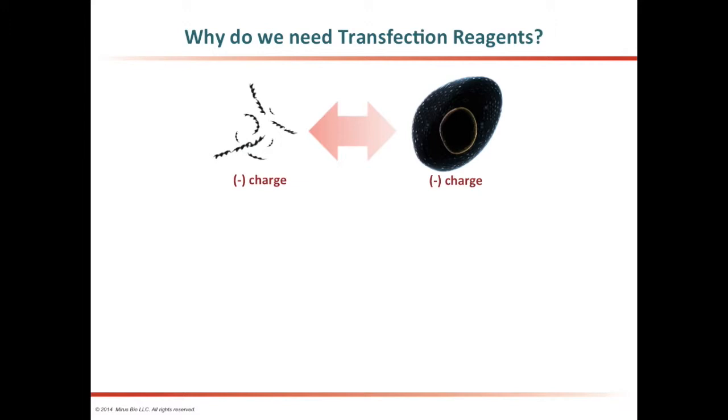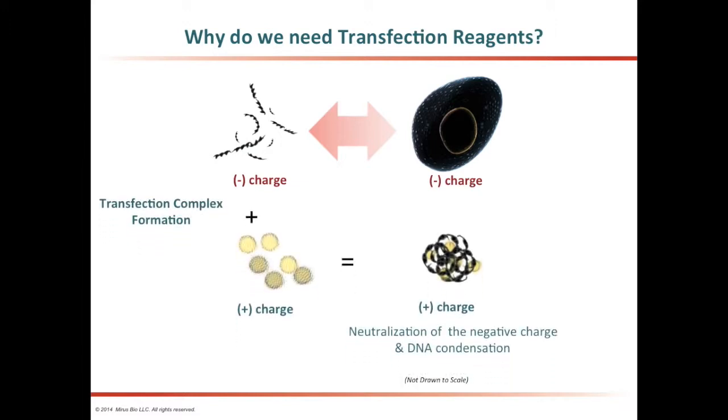So in this process, the role of the reagents, which are typically made up of cationic components, as we discussed, is to neutralize the negative charge on the nucleic acid and in some cases lead to condensation of the DNA in order for the complexes to be taken up by the cells.